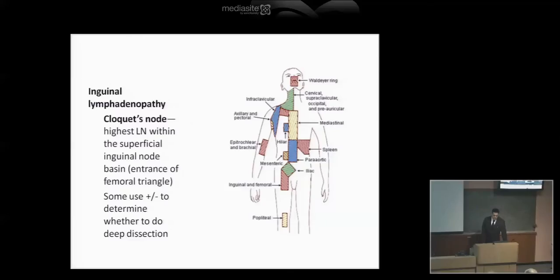With regards to inguinal lymphadenopathy, this is also a controversial topic as to whether or not to do just a superficial lymph node dissection or go ahead and do a deep inguinal and an iliac lymph node dissection. Surgeons in a lot of places use the Cloquet's node as their guidance. If the Cloquet's node, which is the highest lymph node in the superficial basin in the apex of the femoral triangle, is positive, surgeons would go ahead and do a deeper dissection into the iliac and the deeper inguinal lymph nodes. The sensitivity of that is about anywhere from 60 to 90% based on what series you read.